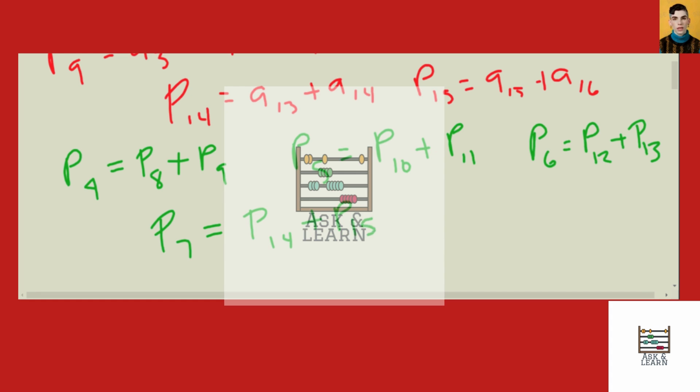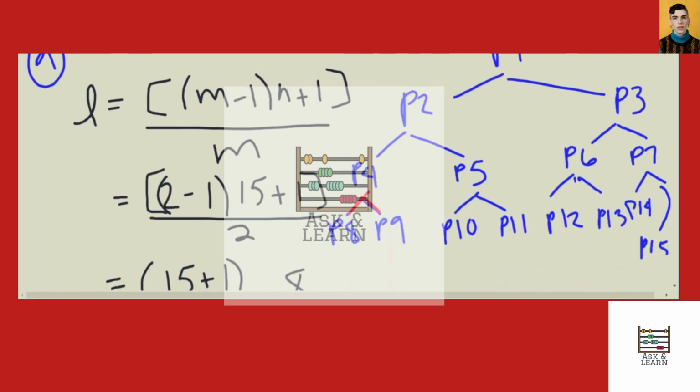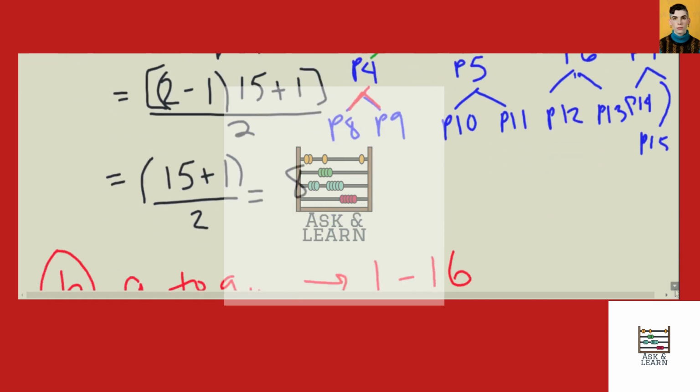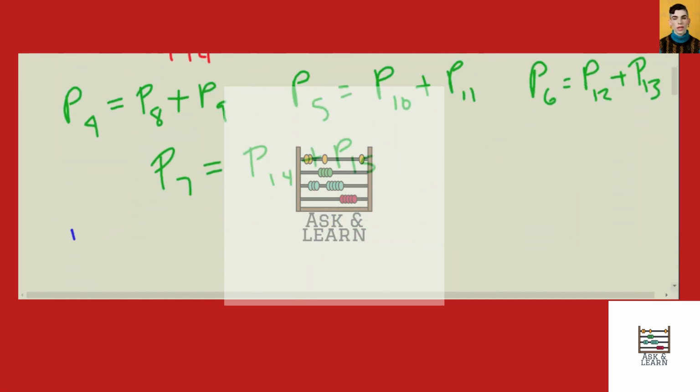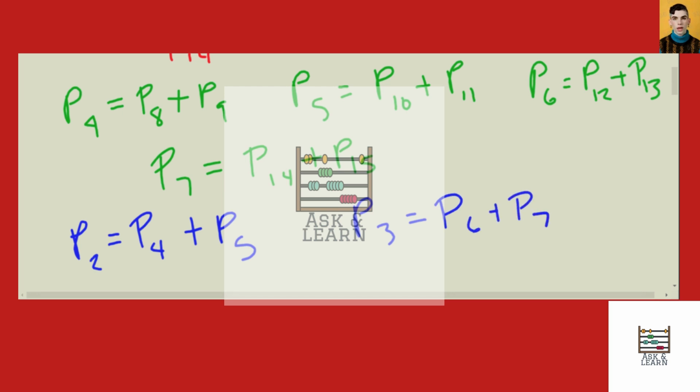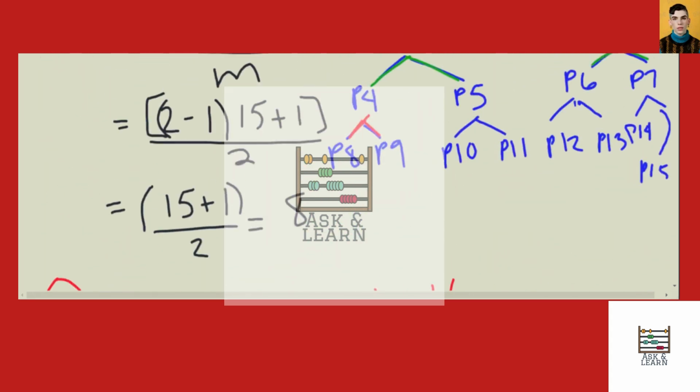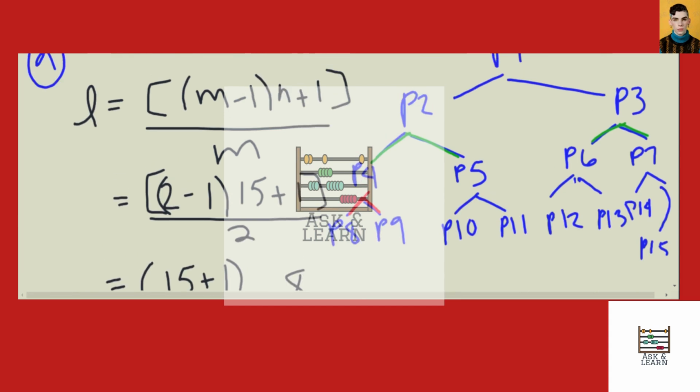So then if we go back up here, then we're going to have P2 process P4 and P5, and then P3 will do P6 and P7. So then last but not least, if we go back up here now, we're down to the last step. So this will be the fourth step, which is where P1 is going to process P2 and P3.